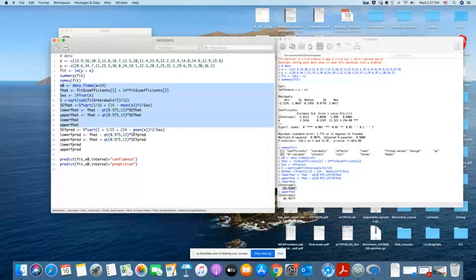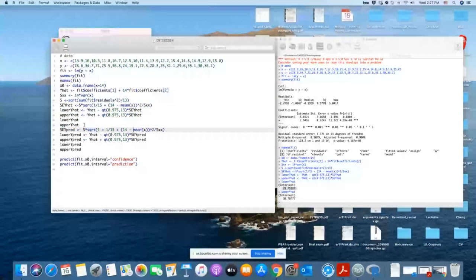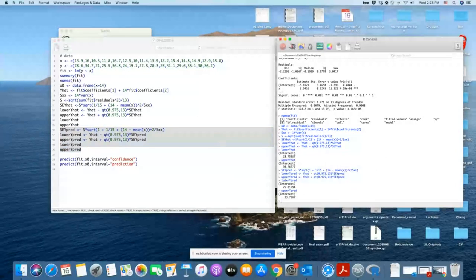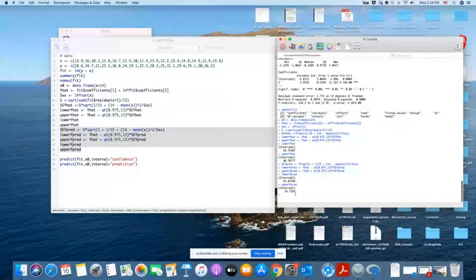And now let's consider this y as a future value, and then we can calculate the prediction interval. For the standard error of the prediction interval, we add one here for this calculation based on the formula. So we calculate the lower and upper bound of the prediction, and you can see that this prediction interval is wider than the confidence interval for the fitted value.